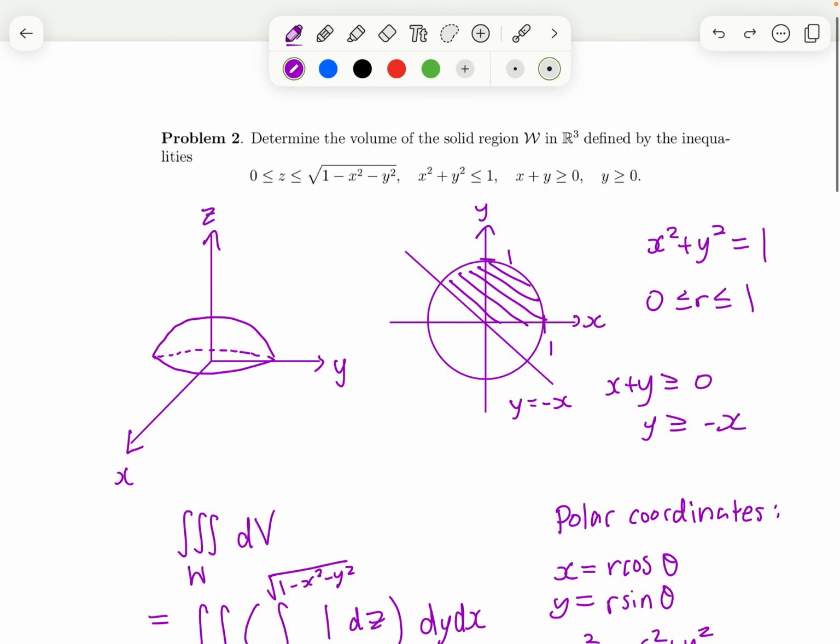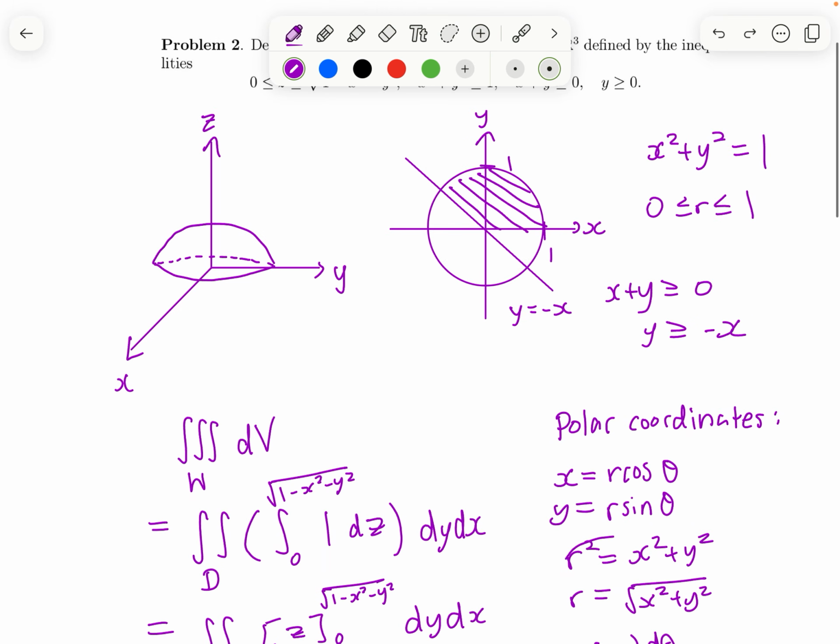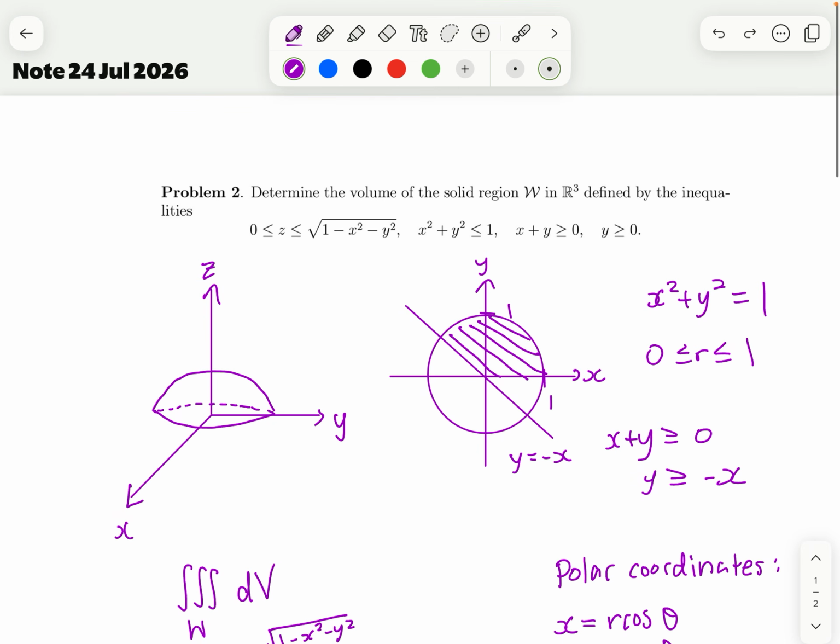If we were to look at what we're given here, we can also see that since we know x squared plus y squared is equal to r squared, we know that r squared is going to be less than 1, which is the same as saying r is less than 1. And so just from the equation, we can find out the boundaries.